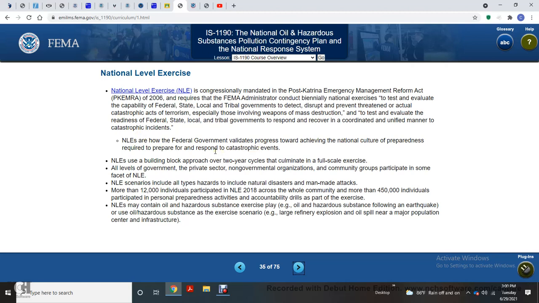The National Level Exercise uses a building block approach over a two-year cycle, culminating in a full-scale exercise. All levels of government, the private sector, non-governmental organizations, and community groups participate in some capacity outside of the national level exercise. Scenarios include all types of hazards, including natural disasters and man-made attacks. More than 12,000 individuals participated in National Level Exercise 2008 across the whole community, and more than 450,000 individuals participated in personal preparedness activities such as drills as part of the exercise. The exercise may contain oil and hazardous substance play, such as oil and hazardous substance release following an earthquake, a large refinery explosion, or an oil spill near a major population center or infrastructure.